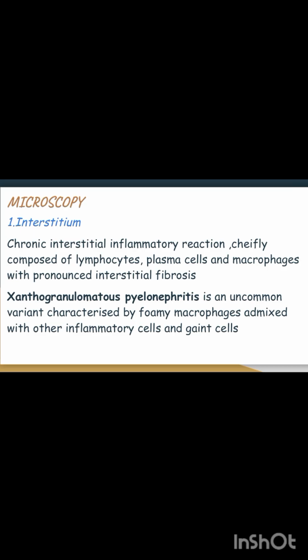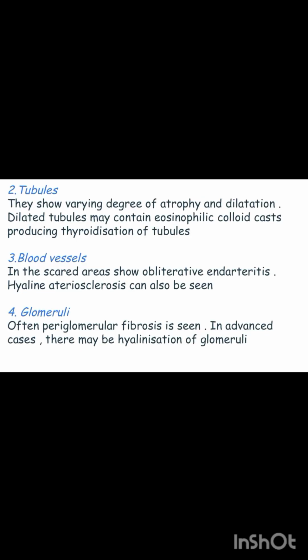Now looking at the microscopic features, first let's see the interstitium. The chronic interstitial inflammatory reaction is chiefly composed of lymphocytes, plasma cells, and macrophages, with pronounced interstitial fibrosis. That is, there is fibrosis in the interstitial part. A special form, xanthogranulomatous pyelonephritis, is an uncommon variant characterized by foamy macrophages admixed with other inflammatory cells and giant cells.